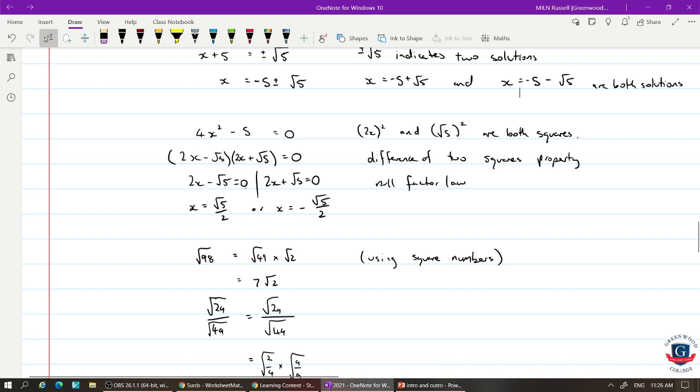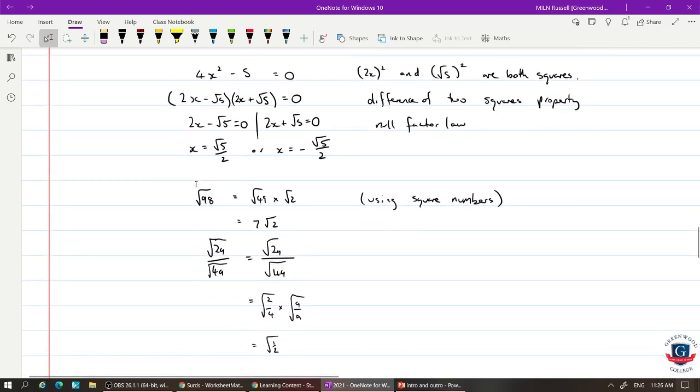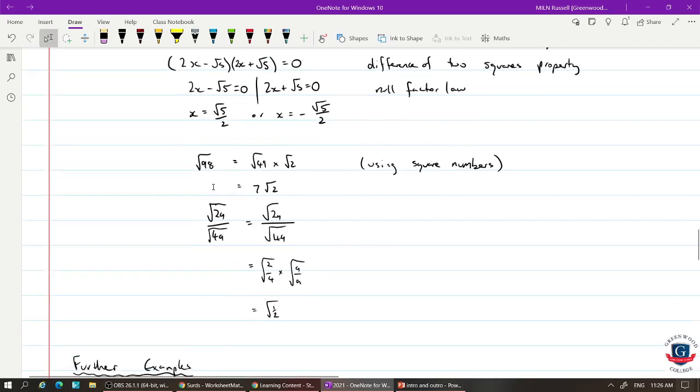Equate both brackets to 0. If this is 0, the whole equation will be 0. That's the major principle of null factor law. Solve the two equations and you find out that x can be root 5 on 2 or negative root 5 on 2, which are the solutions for that equation. And would be the x-intercepts if that was the equation for a quadratic.